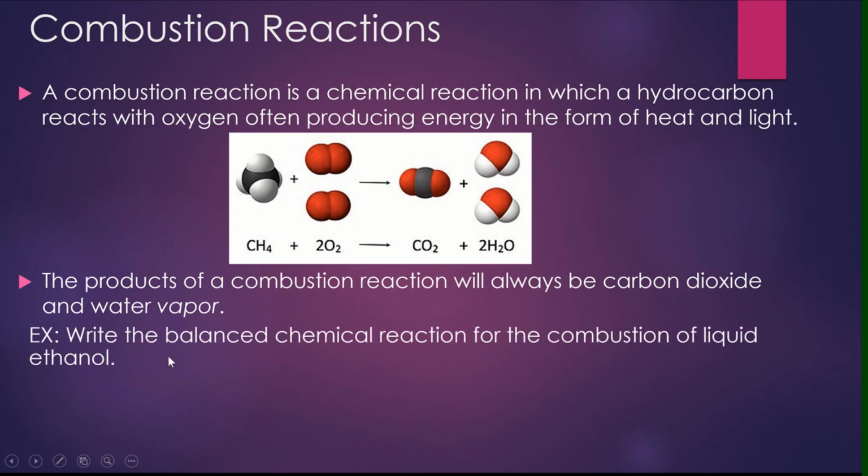So here's an example. Write the balanced chemical reaction for the combustion of liquid ethanol. We may not know what state of matter ethanol is, but luckily, we can read, and they will tell us that it's a liquid. Because we just did our lesson on organic chemistry, we know ethanol, Eth means two carbons, OL means that there is an OH on the end. If it helps, go ahead and draw out the structure. You're going to end up with C2H6O.